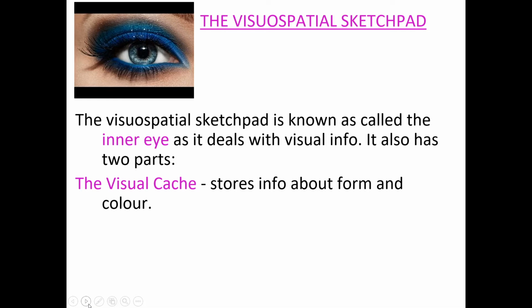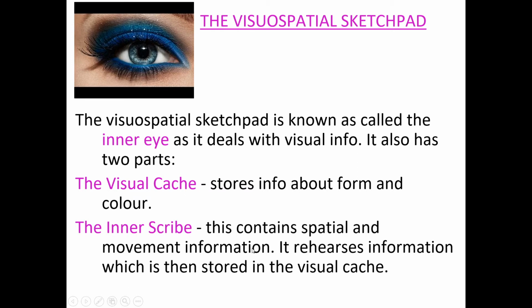Now, the visual cache stores information about form and colour. So, for example, I know that is an eye. I know that colour is blue. Yeah? So I'm processing that now as a blue eye with blue eyeshadow and long eyelashes. So I've got that in my visual cache. My inner scribe is giving me information about it. Yeah? So I put that information into my visual cache.